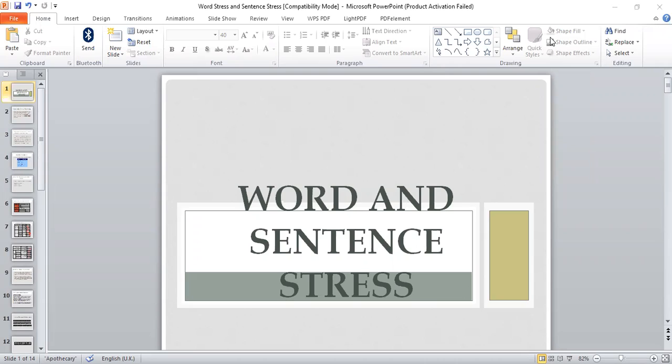Word and sentence stress. Now, when we talk about the word and the sentence, everybody will agree with me that for you to have a sentence, you need to build upwards. You build upwards to form phrases. When you add a finite verb to a phrase, it turns into a clause. And then when you join a main clause and a subordinate clause together, you have a sentence.